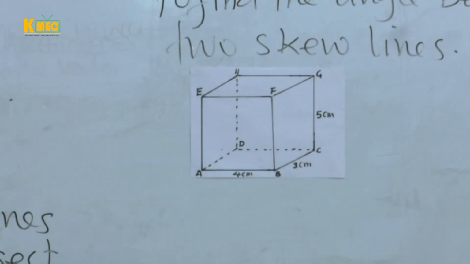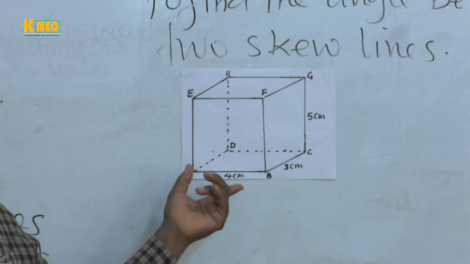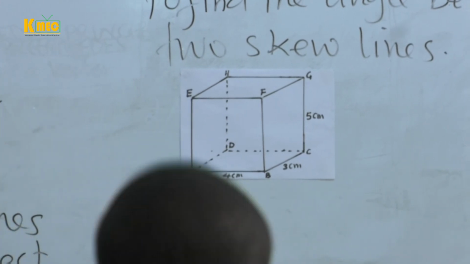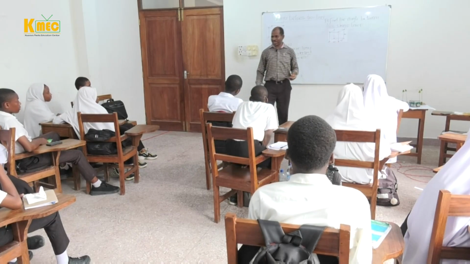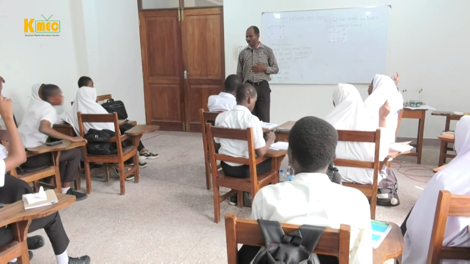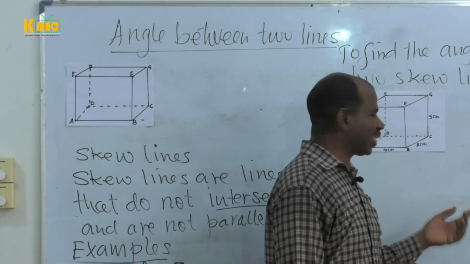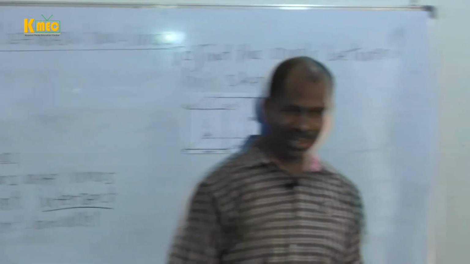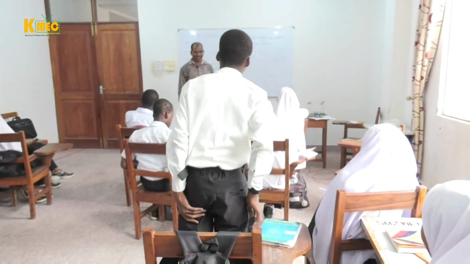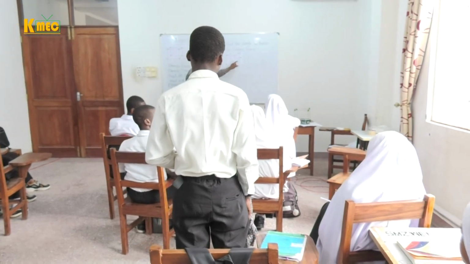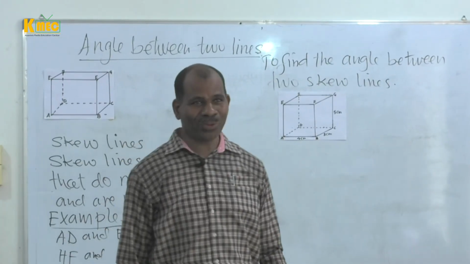Can you see? Yes. So who can tell me the length of AB? You, Hassan. The length of AB is 4 centimeters. Good. The length of BC, my friend. 3 centimeters. Good. And the length of CG, yes, Mohammed. How many centimeters? 5 centimeters, good.